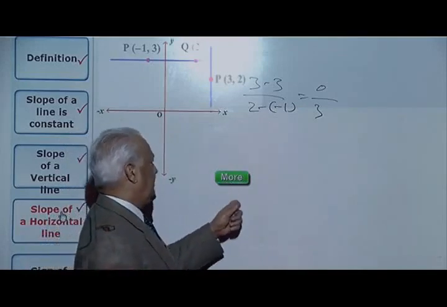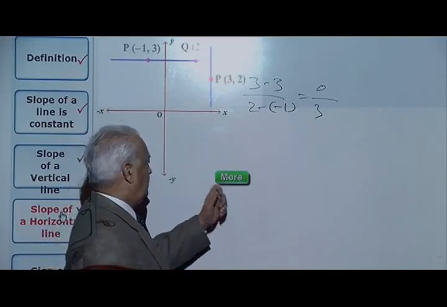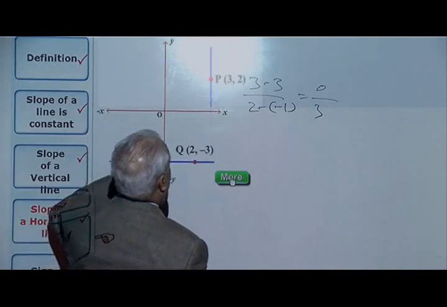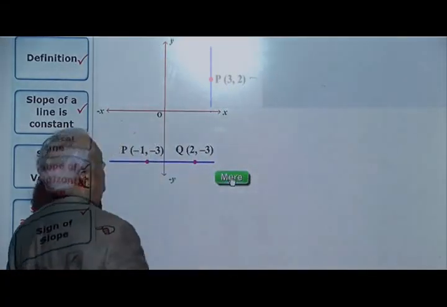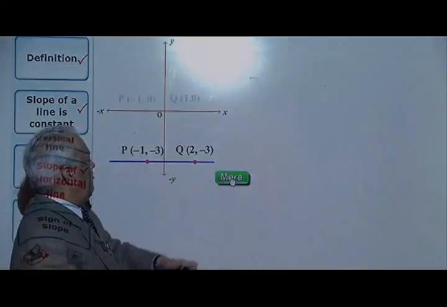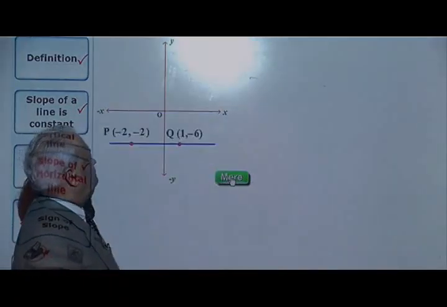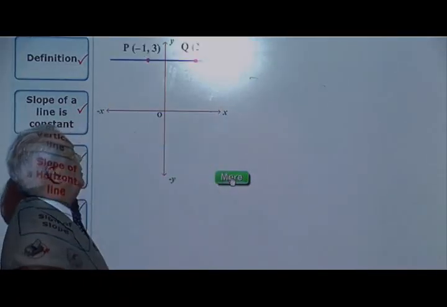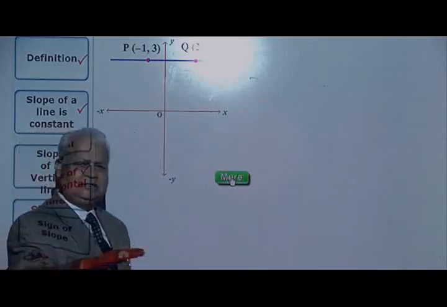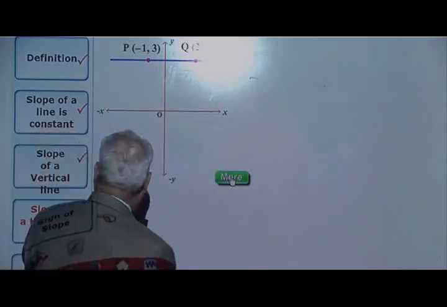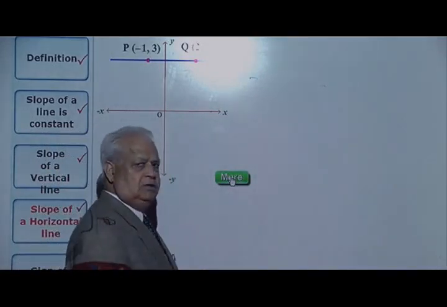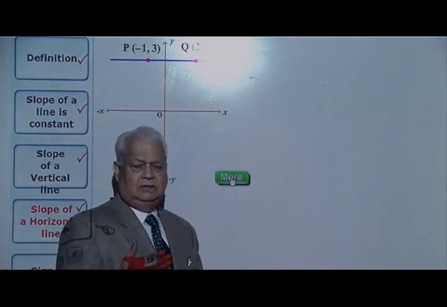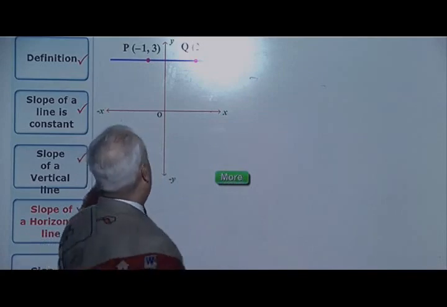You take more lines, horizontal, more lines, horizontal. Slopes of all these lines which are horizontal is 0. And also, let us discuss the sign of the slope of a line in general.